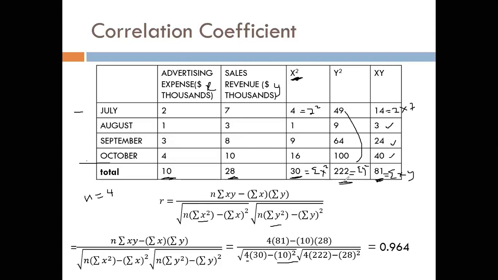This is y squared, so we have 222, minus 28, which is summation y, squared. The square once again affects just summation y. Okay, so once you do that computation, you would get 0.964. So you can verify that quickly before we continue.